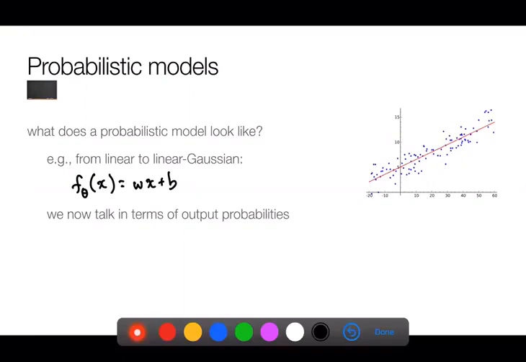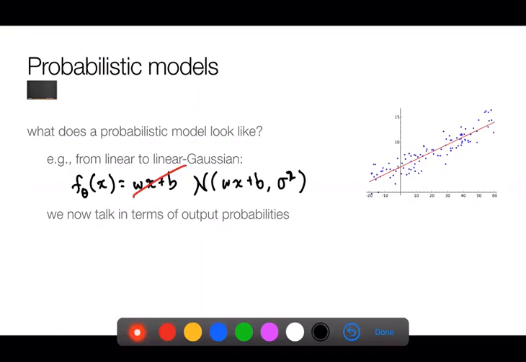If I wanted to define a probabilistic model instead, what I could say is, maybe what I want to output is not just a single estimate of y, not just w times x plus b. Instead, what I want to output is a distribution over the different possible y values that I could have. So instead of this, I could output an entire Gaussian, which I denote with this funny looking N, where maybe the mean is wx plus b, but then there's also some variance attached to this prediction, okay?